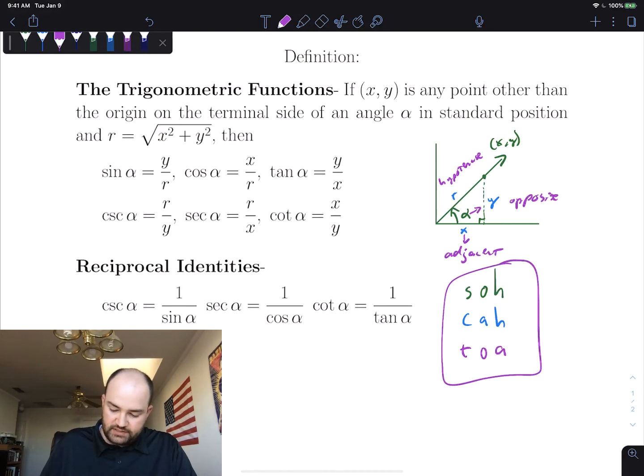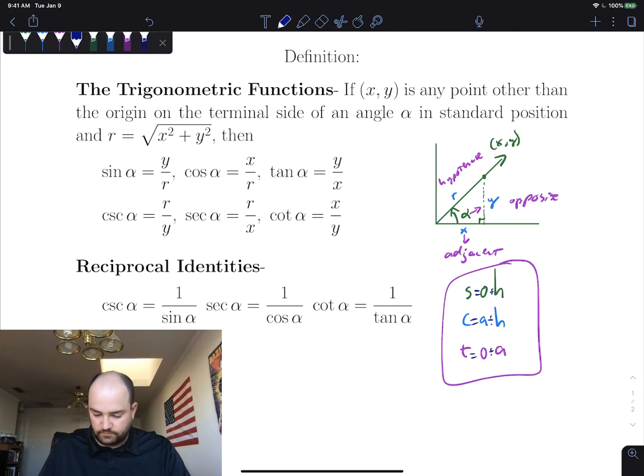And this right here is going to help you a whole lot. This is SOHCAHTOA. Sine equals opposite divided by hypotenuse. Cosine equals adjacent divided by hypotenuse, and tangent equals opposite divided by adjacent. And that's going to help quite a bit.